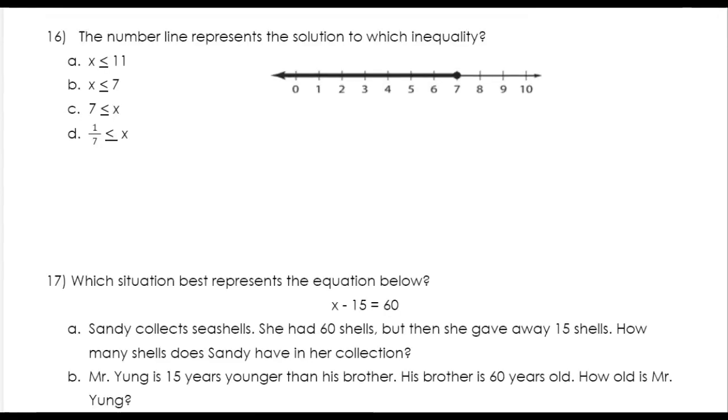16. The number line represents the solution to which inequality? A, x is less than or equal to 11. B, x is less than or equal to 7. C, 7 is less than or equal to x. D, 1 divided by 7 is less than or equal to x.